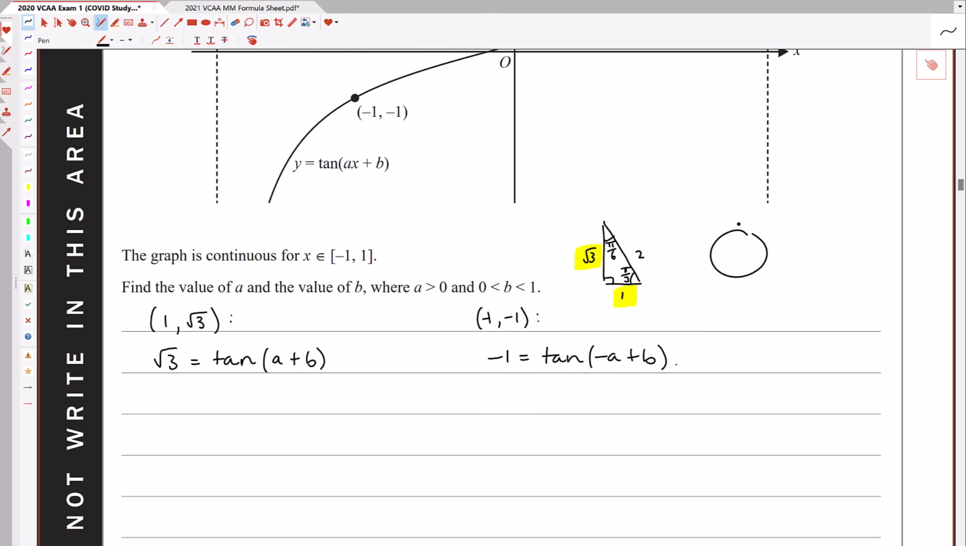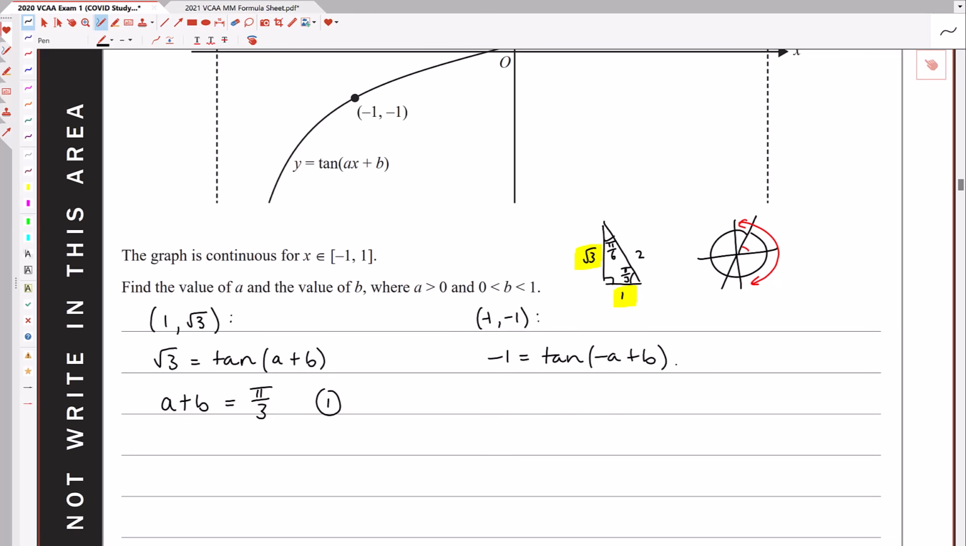Tan's positive, okay, so think about where tan's positive, these 2 quadrants here, but as we just discussed, we're really only interested in this region here, so we just want the pi on 3. Okay, so therefore A plus B is going to be equal to pi on 3. Okay, and there's equation 1.